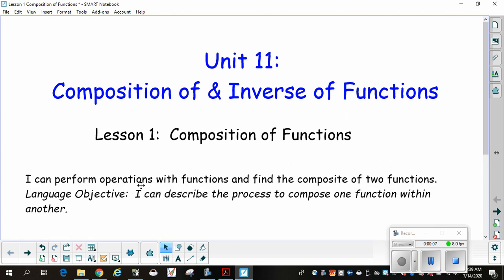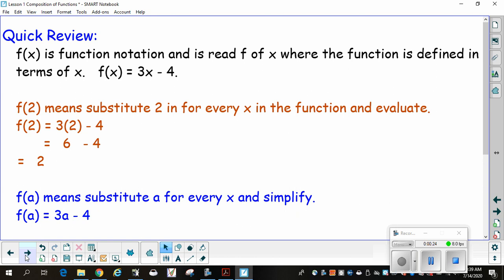In this lesson, you will be learning how to perform operations with functions, or be reminded of operations with functions, and then finding the composite of two functions. As a language objective, we can say that you'd be able to describe the process to compose one function within another. Now, quick review, function notation.